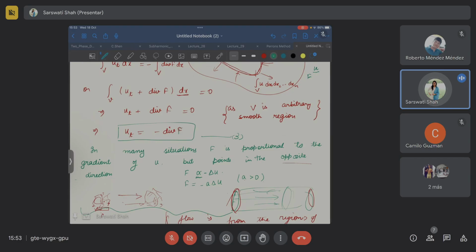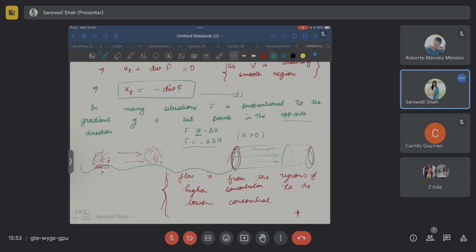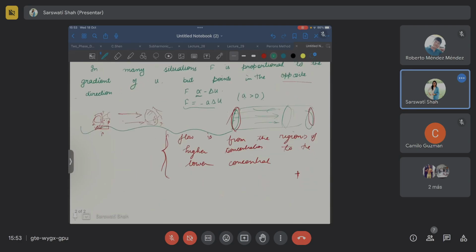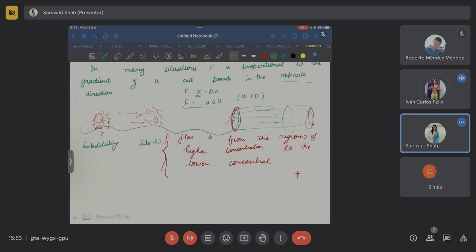Now if you substitute the value of this flux function into equation number 3, substituting into 3.